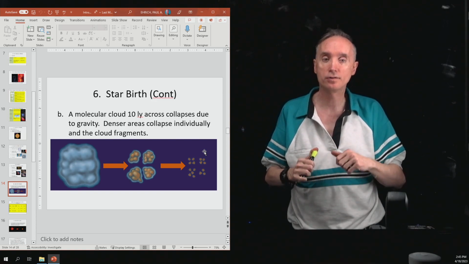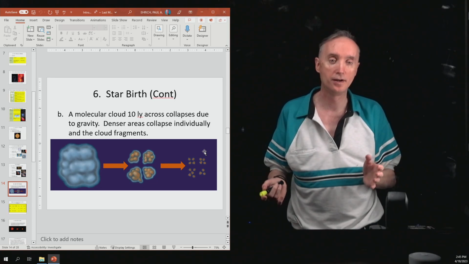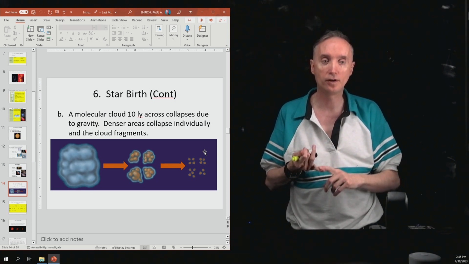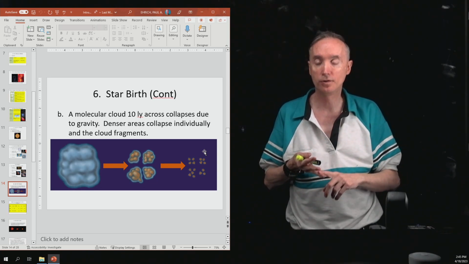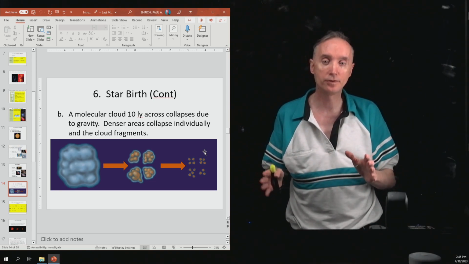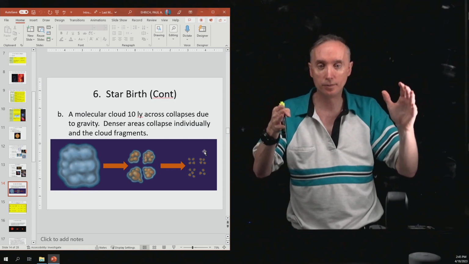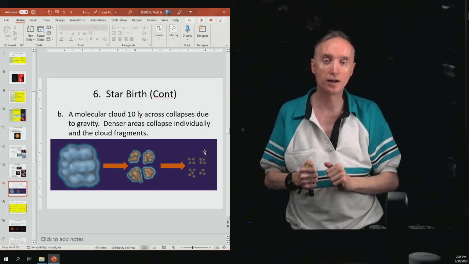Okay, now it's going to start to collapse because of gravity. So one way or another, there was a nearby supernova, or there was a solar wind, or it collided with another cloud. Something happened that compressed the nebula so that the nebula is beginning to collapse.